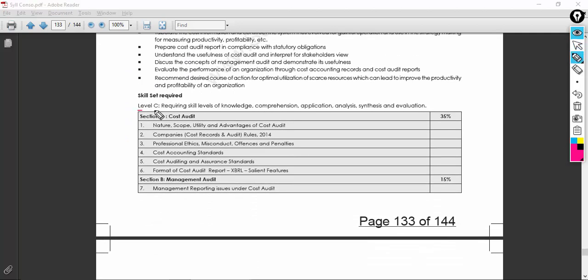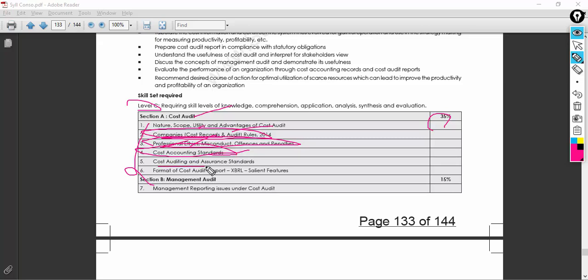We require a level C skill set, which carries 35% for the cost audit. You should know the basics of cost audit: what is cost audit, its utility, advantages, Companies Rules 2014, then the penalties, misconduct, all those things, including professional ethics. Very important, because you can be a professional, but without ethics a professional cannot be called a professional. Cost accounting standards are also very important. There may be a lot of standards, but ensure that you concentrate at least on the important cost standards from an examination point of view.